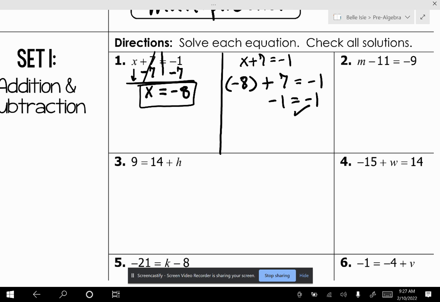If that last line is true, you just read it to yourself. Does negative 1 equal negative 1? If I can say yes to myself, boom, I'm good. And that means you checked it. Any questions on number 1?